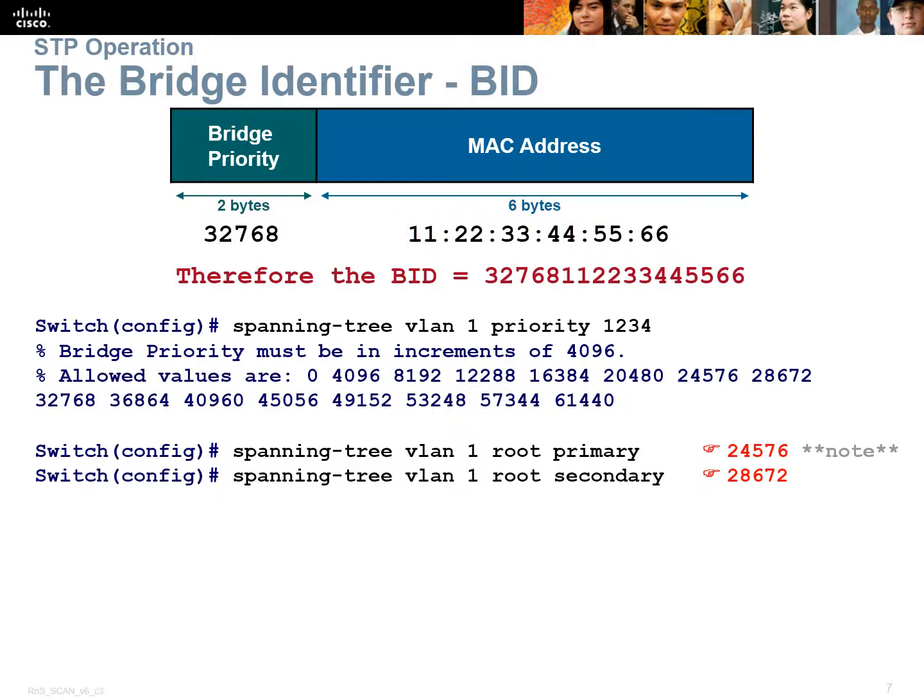However, spanning tree VLAN 1 root secondary is the exact opposite. Spanning tree VLAN 1 root secondary is hard-coded to 28,672. Therefore, there'll be a question in the exam. Look for it. The question says, I've got 3 switches that are factory default, and I've just typed this command, spanning tree VLAN 1 root secondary. What has actually happened? What's happened is you've set that value to 28,672, which is now beating the others because the others are all on default.